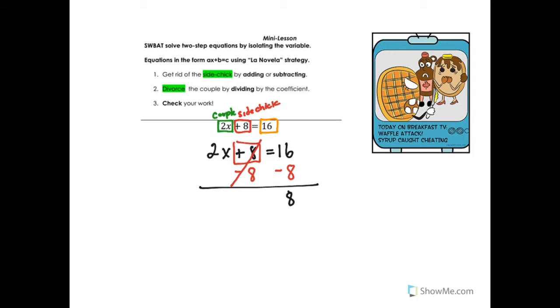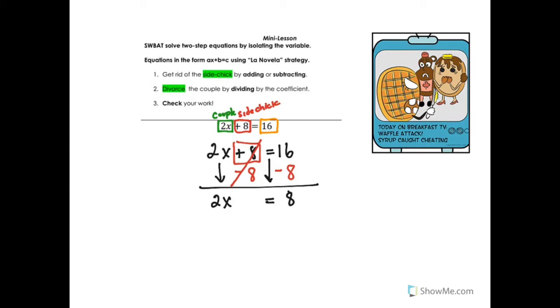So I haven't touched this 2x. I haven't done anything with my couple yet, so I'm going to bring that 2x right back down. I haven't touched my equal sign. That equal sign never disappears, so I'm going to bring that back down as well. And I'm left with 2x is equal to 8. So far, we've gotten rid of the side chick. Okay, our side chick is now gone. All we're left with in this side is the 2x.